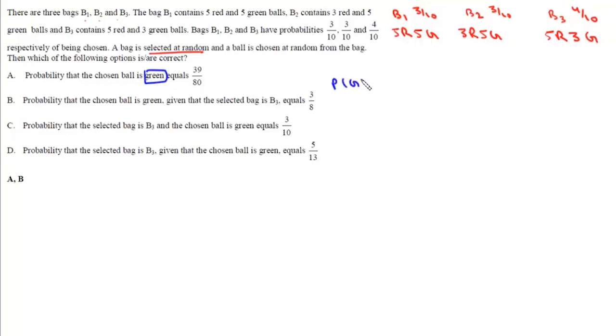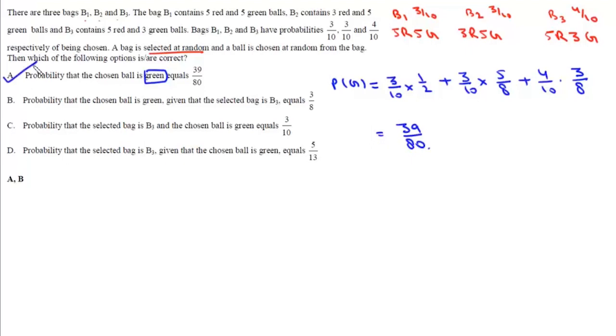Now it will be green if it comes from first bag. The probability of choosing bag 1 is 3 by 10. Now from this bag 1, probability of choosing a green ball is 1 by 2, plus, now bag 2 is 3 by 10. Now probability of choosing a green ball is 5 by 8, plus third bag, which is 4 by 10, and then here green is 3 by 8. Now this is 12 and 12, 24. 24 plus 15 is 39. So this probability will be simply 39 divided by 80, and that's your option A.